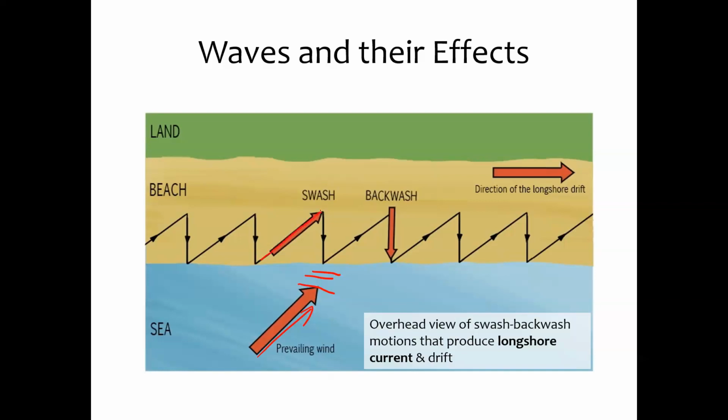So the swash and the backwash end up being not perfectly parallel to one another, which causes the longshore drift of particles up the beach due to that longshore current. Longshore drift is the name of the particle motion. The longshore current is more properly the name of the water motion, but you may see them interchanged a little bit.